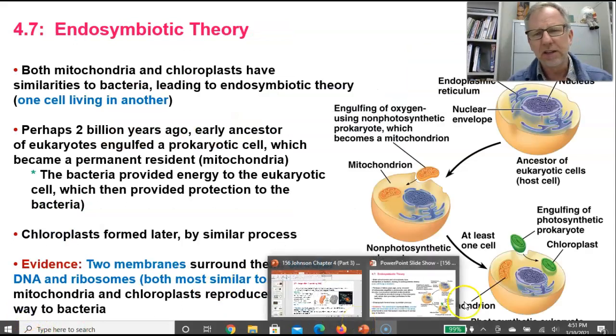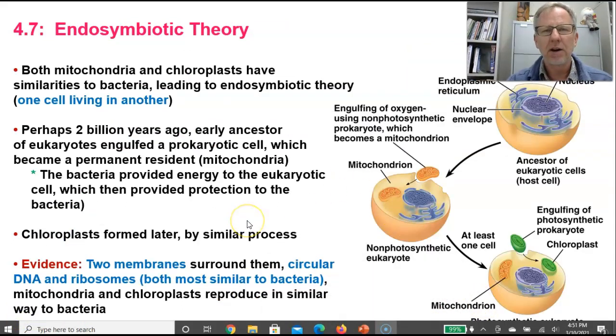So now let's talk about the endosymbiotic theory. That is, what is the origin of both mitochondria and chloroplasts? So both mitochondria and chloroplasts have remarkable similarities to bacteria. In fact, very specific types of bacteria. Biologists have been able to pinpoint or trace exactly which bacteria the mitochondria and the chloroplasts come from.